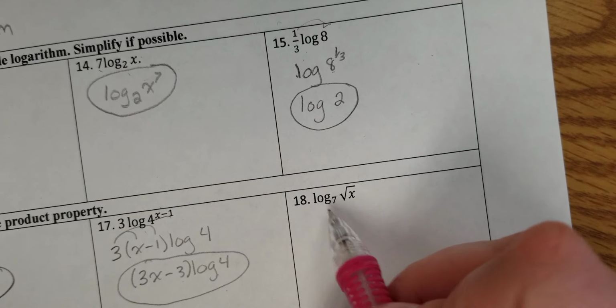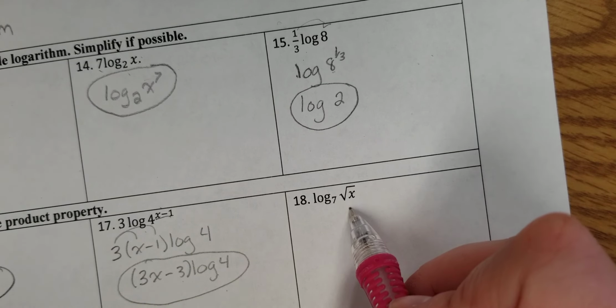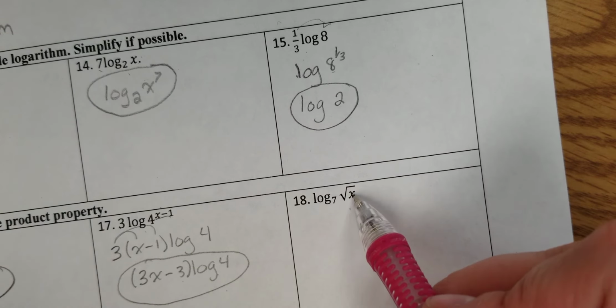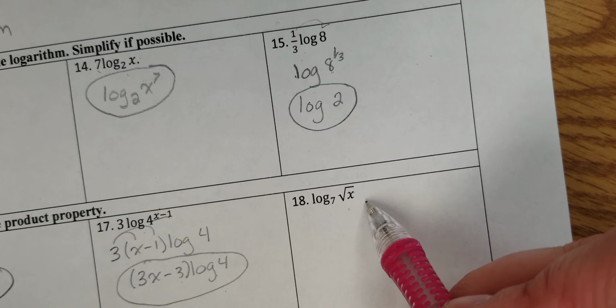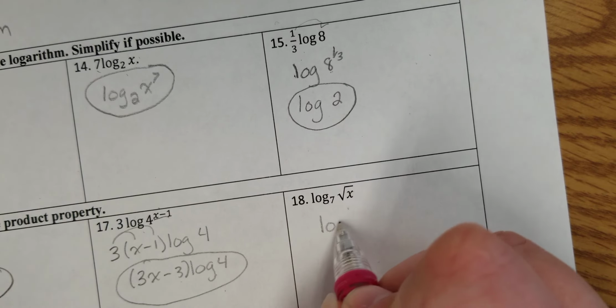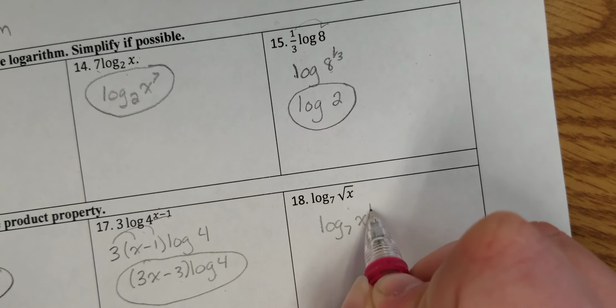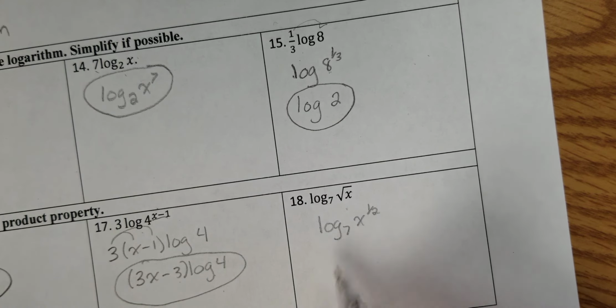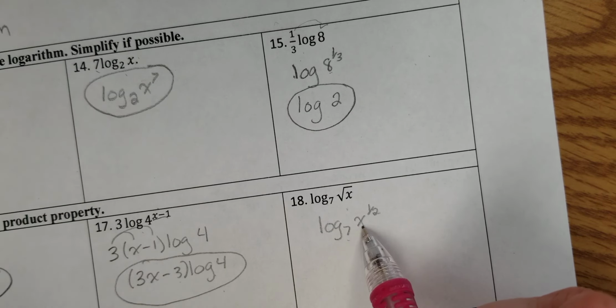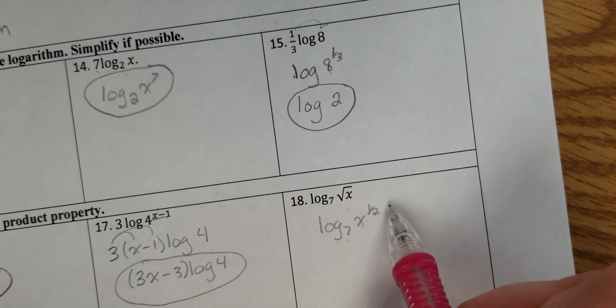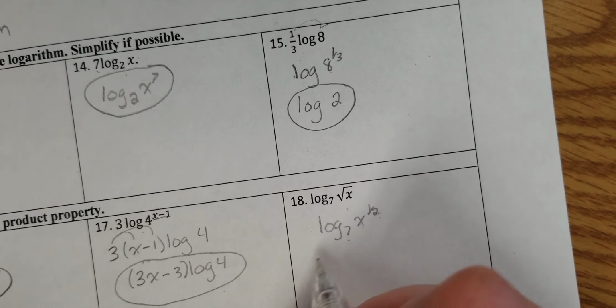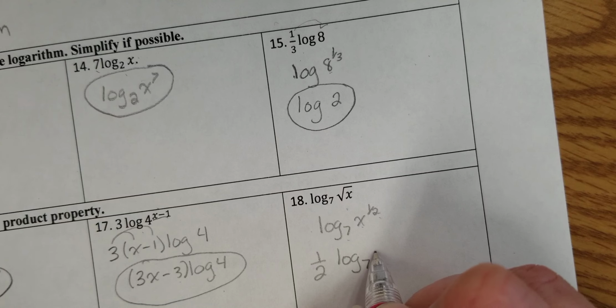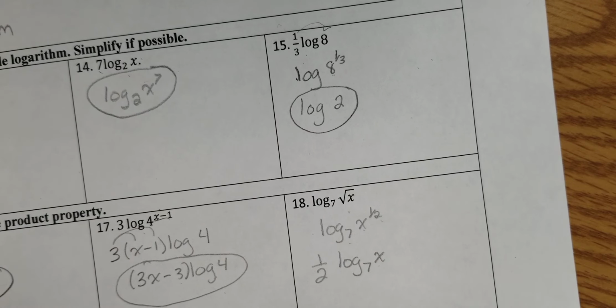Now, we have log base 7 of the square root of x. Okay. So to write the square root as an exponent, it is the exponent of 1/2. So we're going to change this to log base 7 of x to the 1/2 power. And then the 1/2 becomes our coefficient. So we have 1/2 log base 7 of x. And there's our final answer.